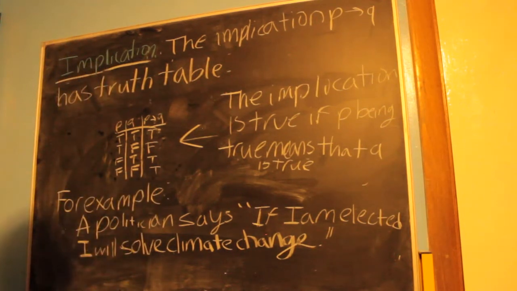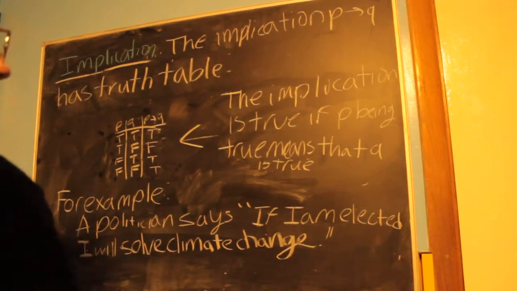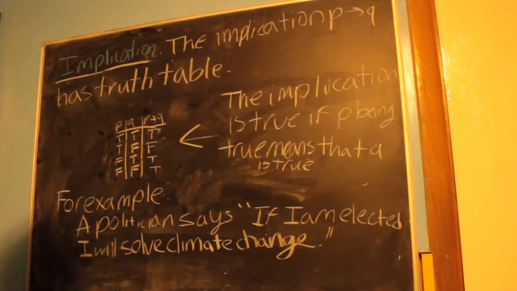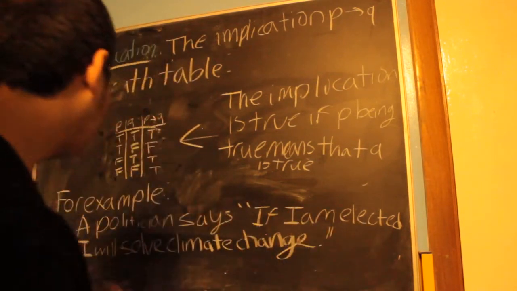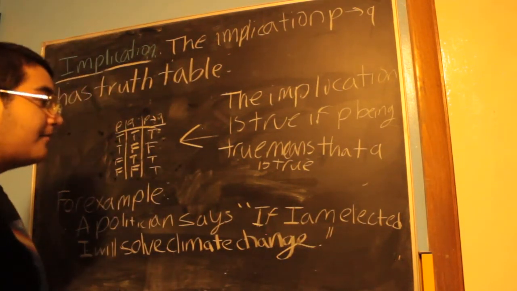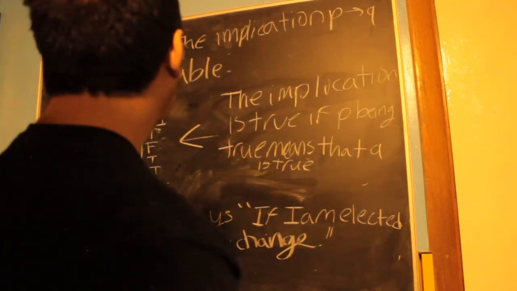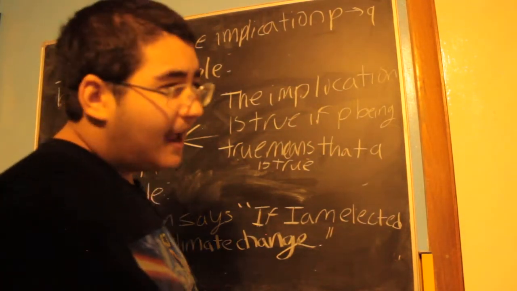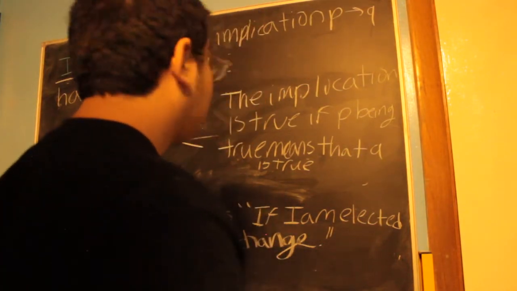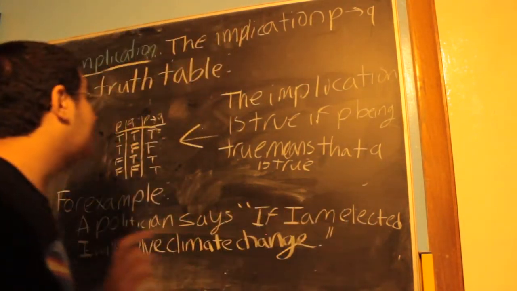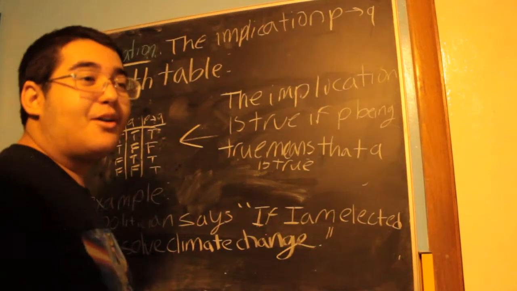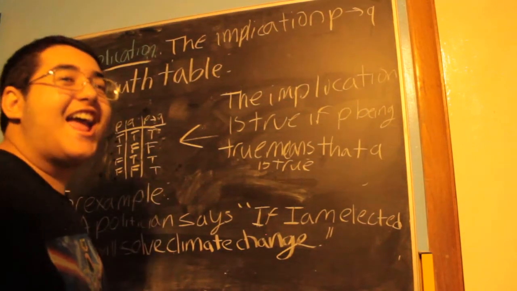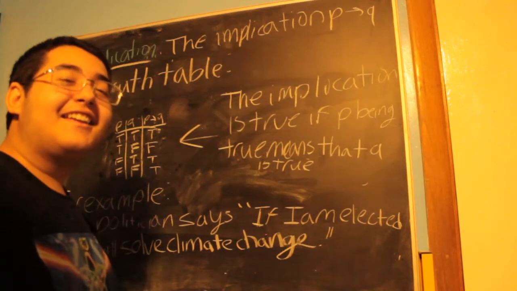It's kind of like a promise a politician makes. For example, oh my goodness, we got an example. A politician says, if I am elected, I will solve climate change. That's kind of a P implies Q, where the P is I am elected, and the Q is I will solve climate change. So if he's elected, and he solves climate change, he's kept his promise. If he's elected and he hasn't, well, he hasn't kept his promise. That's logic for you. Making politicians pay. Yeah. It's not fun.